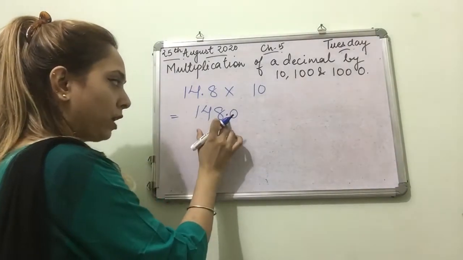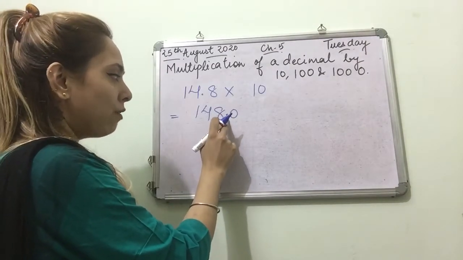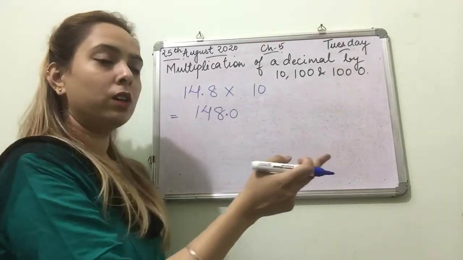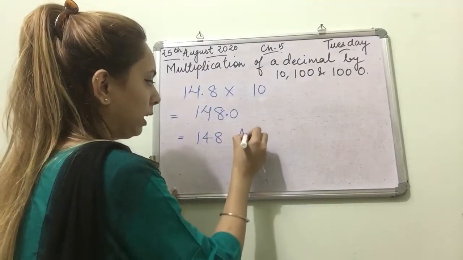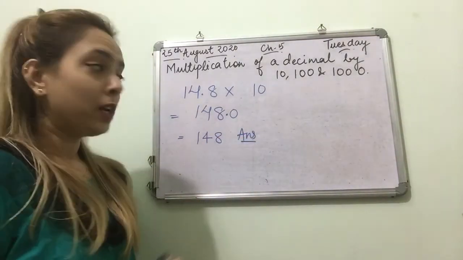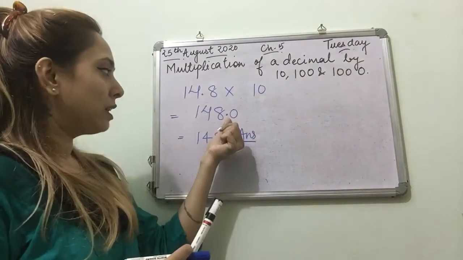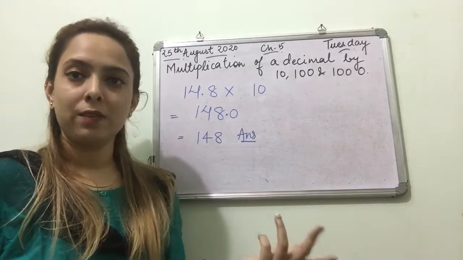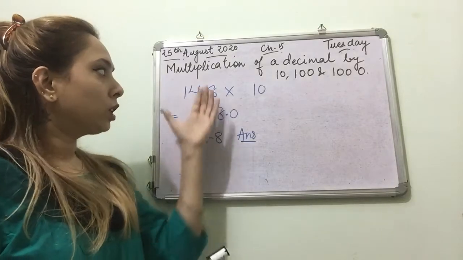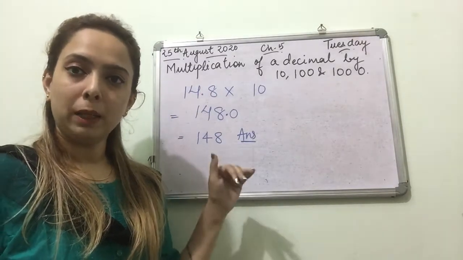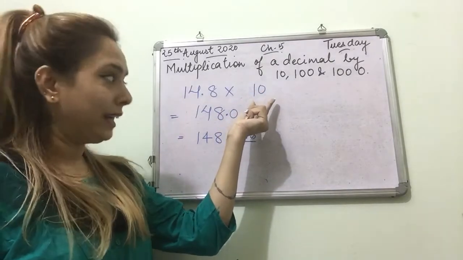So your answer is 148.0. If we have 0 just after the decimal, you can write the answer as 148 also. As I have told you, if there is a 0 after the decimal, the decimal and the 0 don't have any value. So you can write it either way. This is the simplest way of multiplying a decimal by 10.